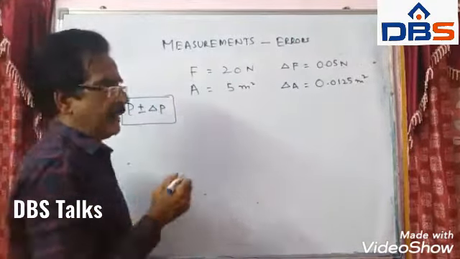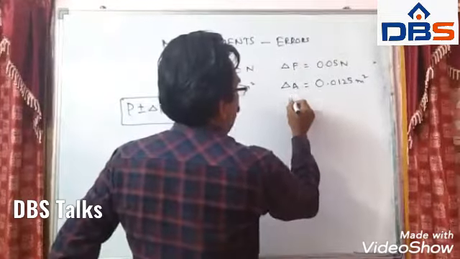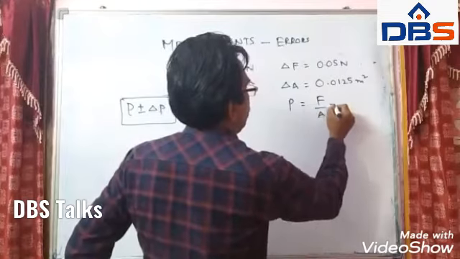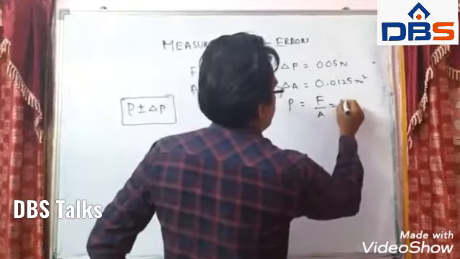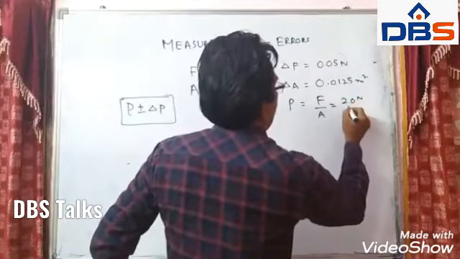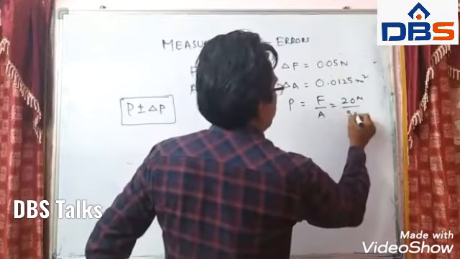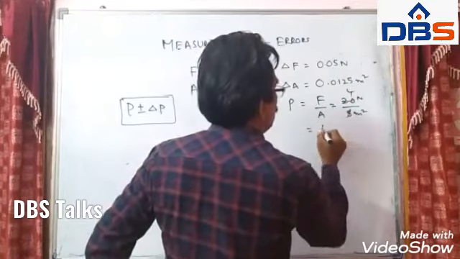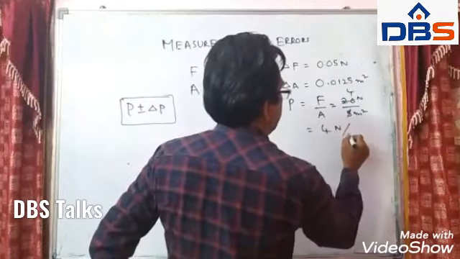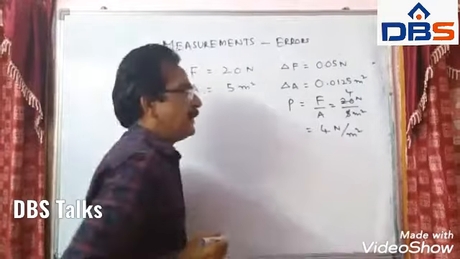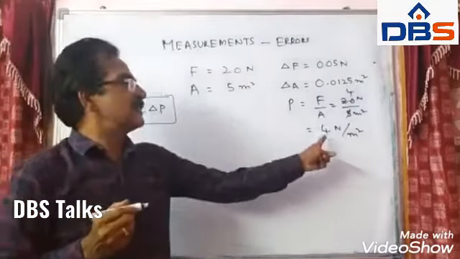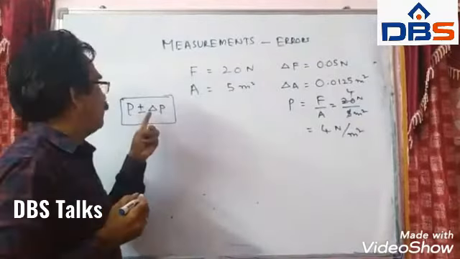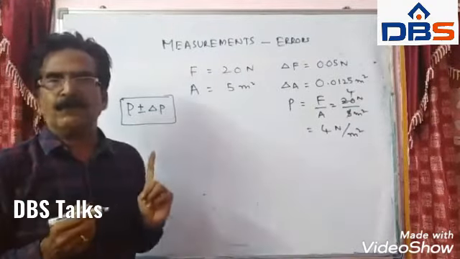So here first P we know, P is equal to F by A. F is 20 newtons, and A is 5 meters square. So P is equal to 4 newtons per meter square. What else we have to find? Delta P we have to find.